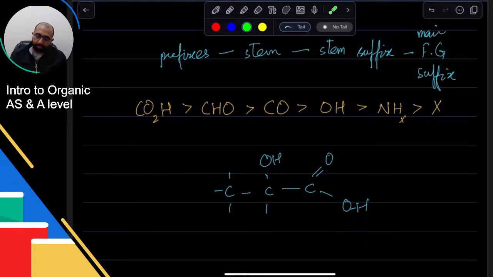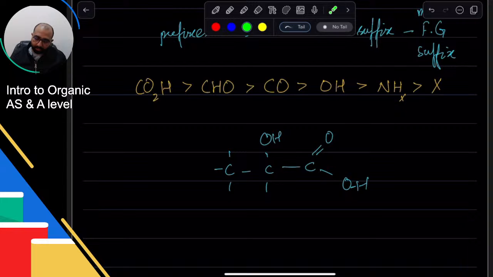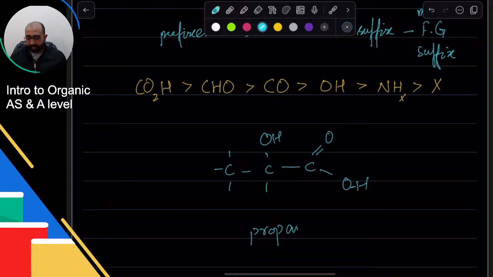Now, how does that come out? First of all, what's the parent? Parent is the longest chain, so 3. So prop. Parent chain has just single bond, so ane. If it had a double bond, it will be ene. And then oic for the propanoic acid. And then the second one will be 2-hydroxy.